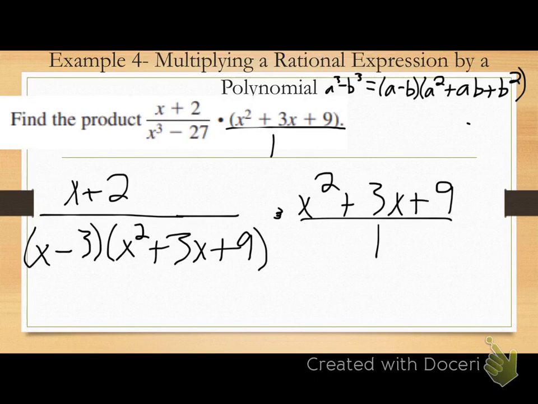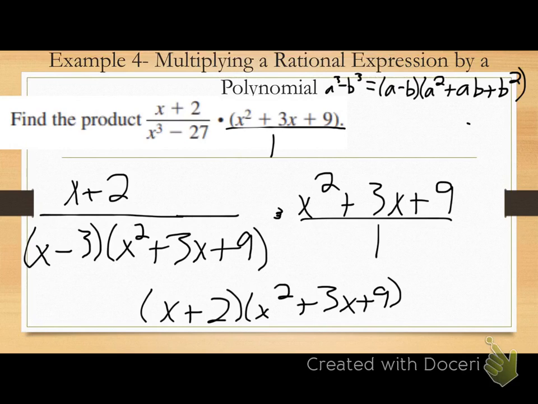No. So, how do we multiply fractions? Straight across. So if I multiply straight across, I'm going to get x plus 2 times x squared plus 3x plus 9 over, if I multiply anything times 1, I just get that thing, don't I? So x minus 3 times x squared plus 3x plus 9. Everyone okay with how I multiply? Down to the bottom. Can I erase my work here in the middle?